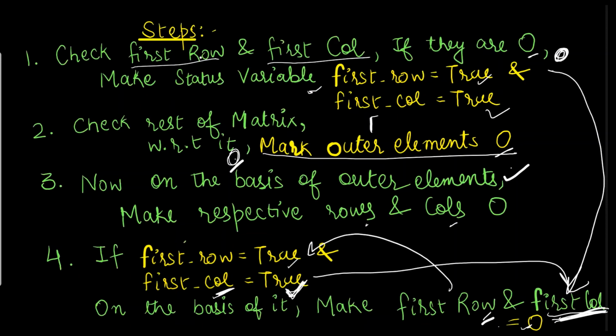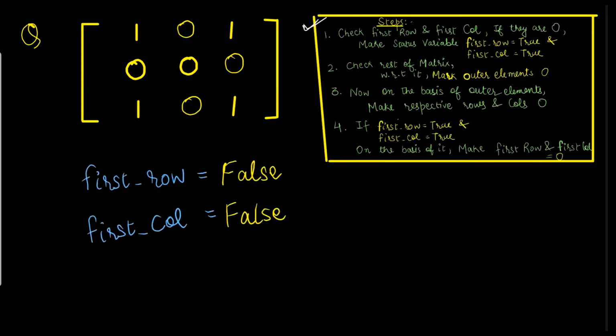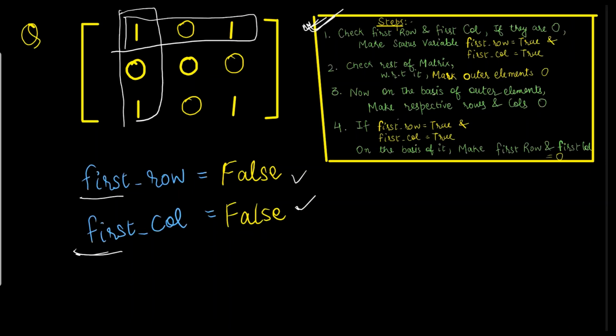Let's understand this with one more example. This is also from LeetCode, and we'll be doing each step by seeing over here. So the first thing I'll do, I'll make the first row and first column status variables false initially. Now the first step, I need to check the first row element and first column element, whether it has any 0. Yes, if you can see closely, here we have a 0 in the first row and a 0 in the first column.